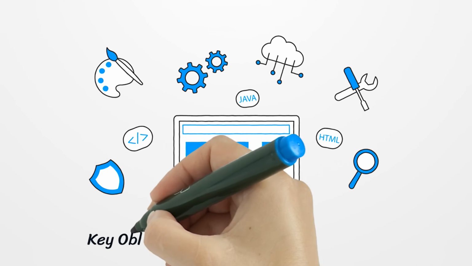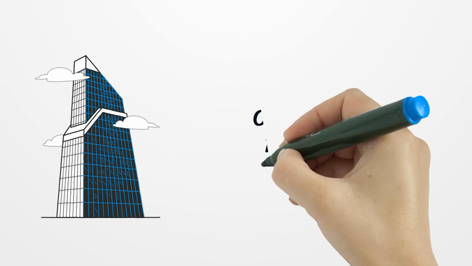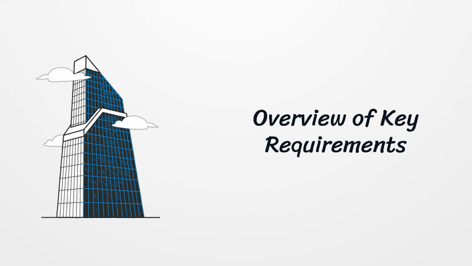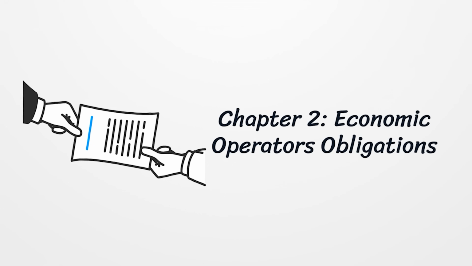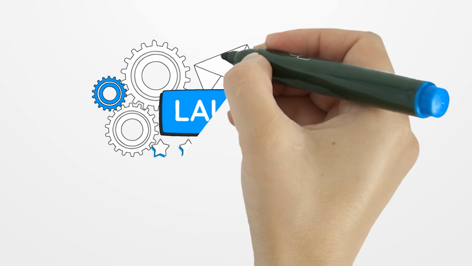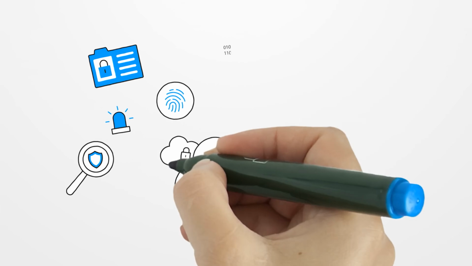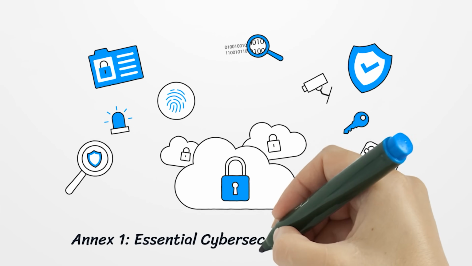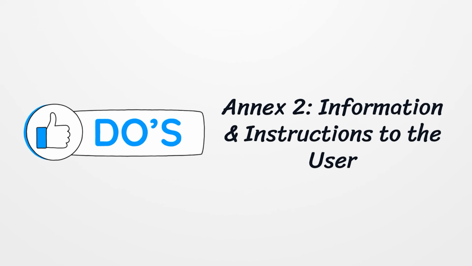Key obligations and security requirements. For the private sector, Chapters 2 and 3, together with the annexes, summarize the most important requirements. Chapter 2: Obligations of economic operators and provisions in relation to free and open source software. Chapter 3: Conformity of the product with digital elements. Annex 1: Essential cybersecurity requirements. Annex 2: Information and instructions to the user.